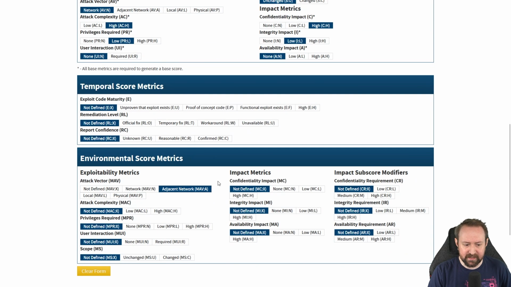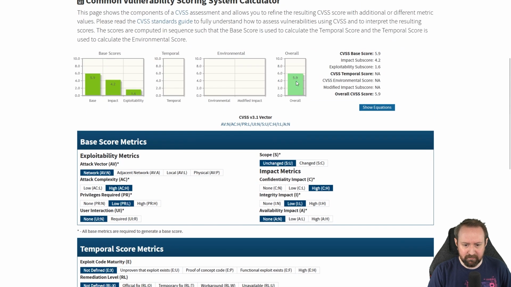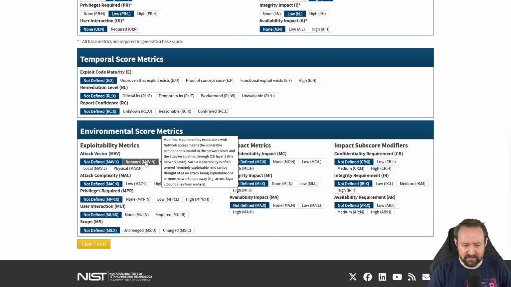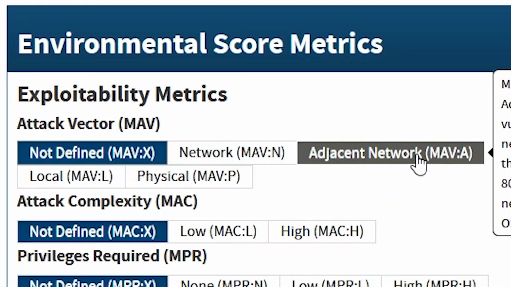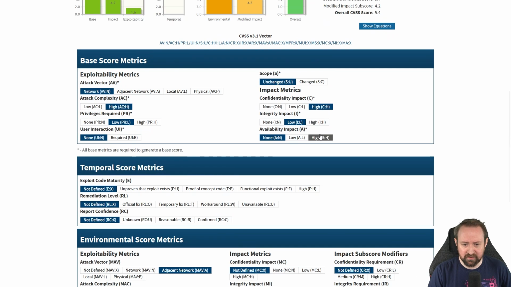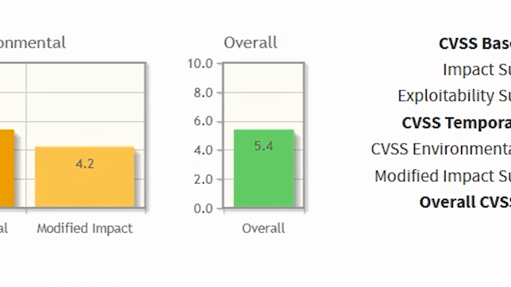And so what we've done here, by saying, so we had a 5.9 originally, 5.9 severity, by saying, okay, well, actually, this isn't connected to the wider network. It's on an adjacent network. So you have to be on an adjacent network to even exploit this. Well, suddenly we've reduced the severity down to 5.4.